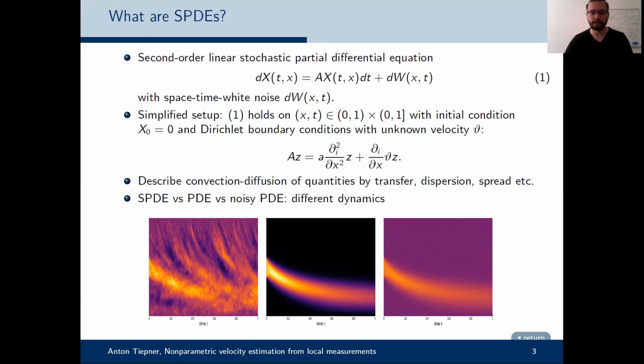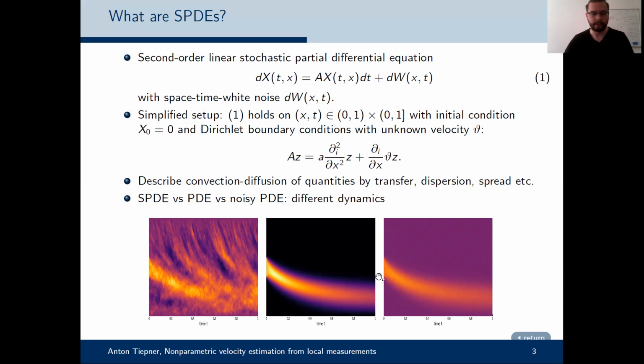We are interested in the unknown velocity theta appearing in the operator A, defined by Az = diffusivity coefficient A times the second derivative of z plus the divergence of theta times z. Those SPDEs are used to model transport, dispersion, spread, and so on of quantities like heat, mass, energy, liquids, etc. But why should we work with SPDEs in the first place?